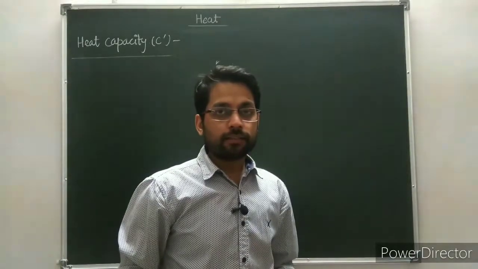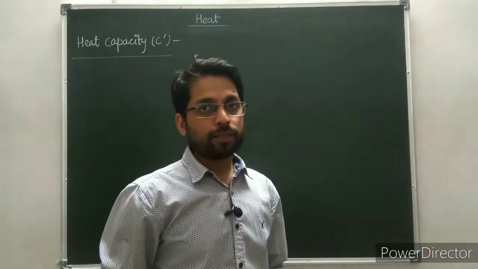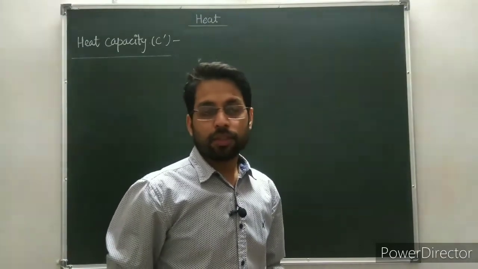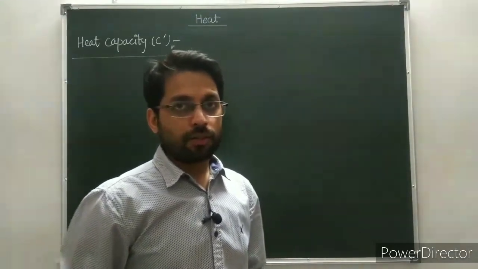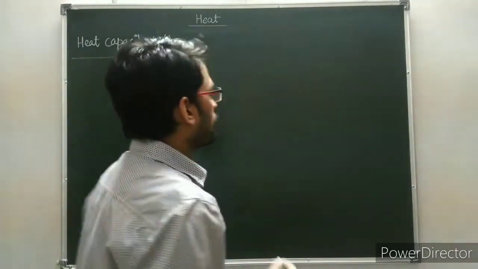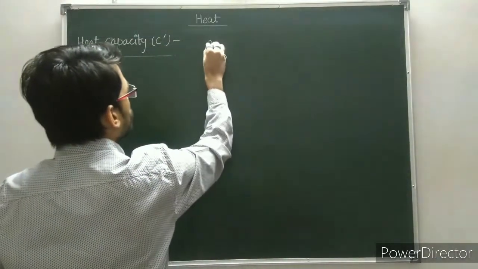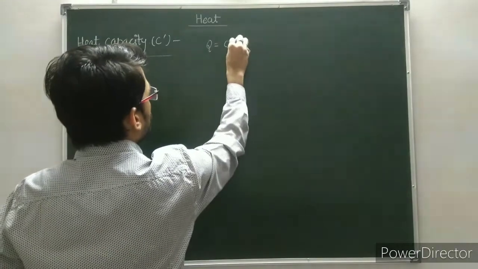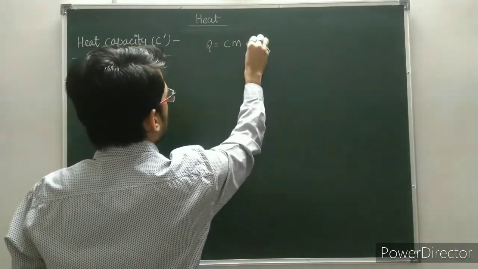Since we know that the heat energy supplied to a body of mass m to raise the temperature of the body through delta T is given by Q = C m delta T.